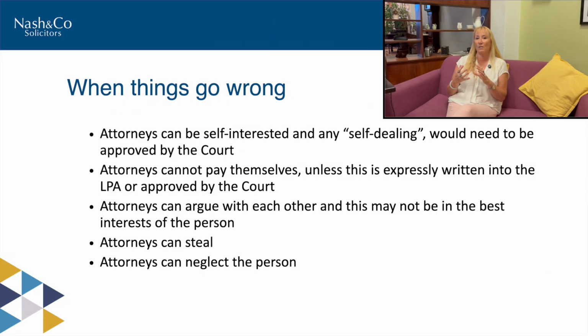So some of the things that can go wrong is where attorneys do things that are self-interested, and that's sometimes known as self-dealing. And anything that would be done that was self-dealing would require the approval of the Court of Protection. So that's, for example, if the attorney wants to buy the house that belongs to mum or dad, who is the donor of the power of attorney, they would need approval of the Court of Protection. That's known as self-dealing, even if they're buying it at market value. If they were buying it at market value and they can show the court that they were buying it at market value, there would be no reason that the court wouldn't approve that order, but they would have to apply to court.